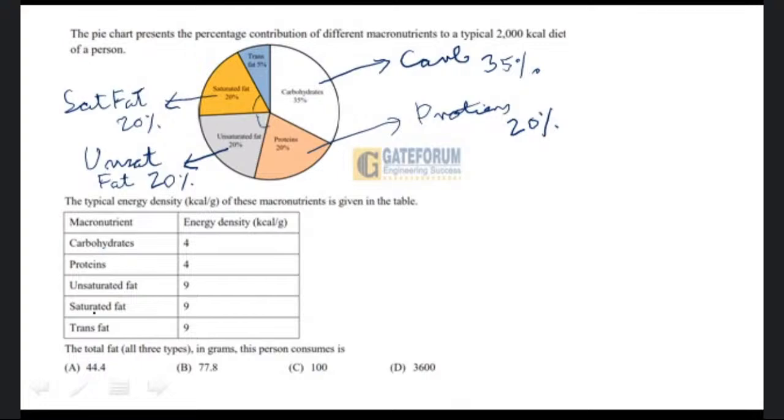And this, actually, let us look here. Trans fat. So this is trans fat. Trans fat must be 10%. Or is it so? What is written? Trans fat. Okay, let us see 20, 20, 20. That is 60. 60 plus 35. Okay, so this must be 5%.